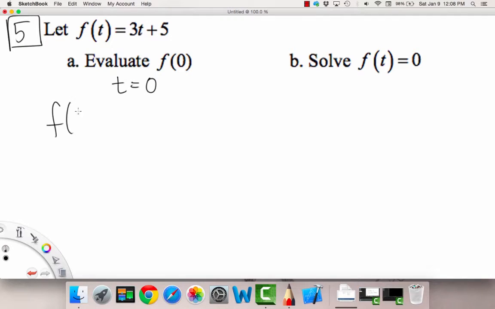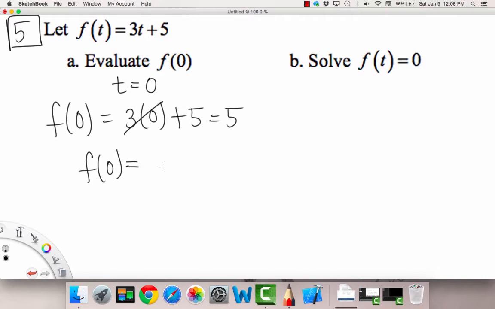To evaluate, we just take our formula and stick in a 0 wherever we see a t. So that would be 3 times 0 plus 5, which is equal to, the 0 goes away, right? And then we just get 5. So our f of 0, when we evaluate it, is equal to 5. And we evaluated that.